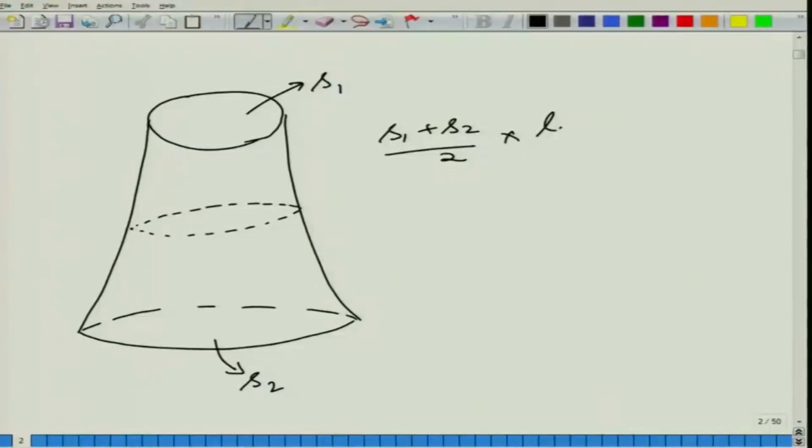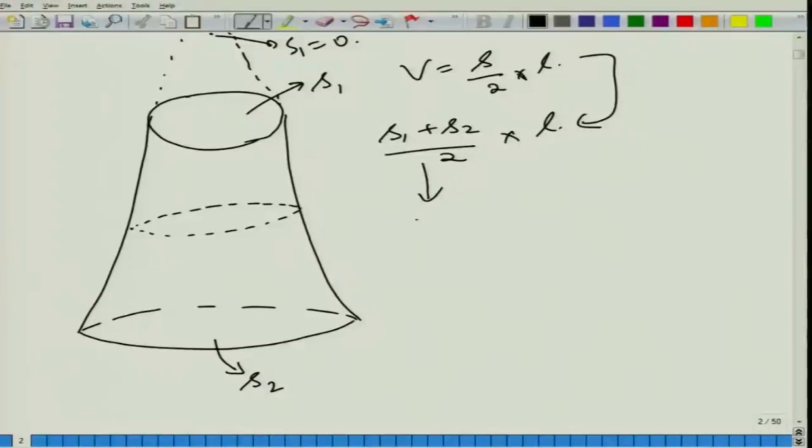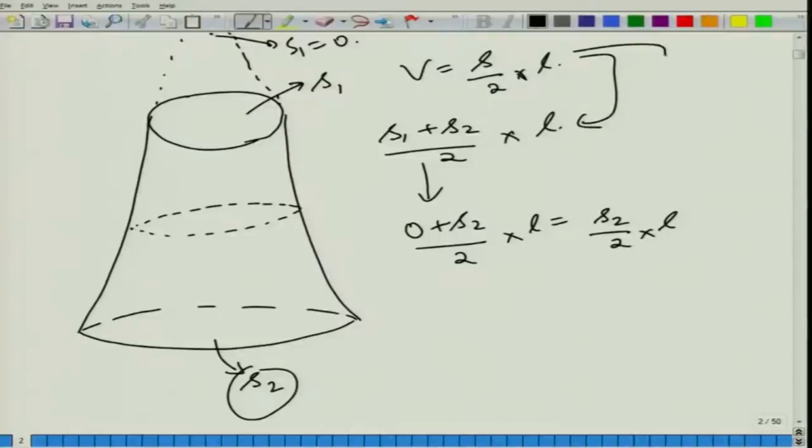Now, previously we saw that the volume is given by S by 2 into L. So, how can we correlate both of these? Because if we extend this solid such that both these ends meet at a point, at that point your S1 will be equal to 0. So, then using this equation, it will be 0 plus S2, where S2 is the cross sectional area of the base, upon 2 into L, which is S2 upon 2 into L, the same as this equation.